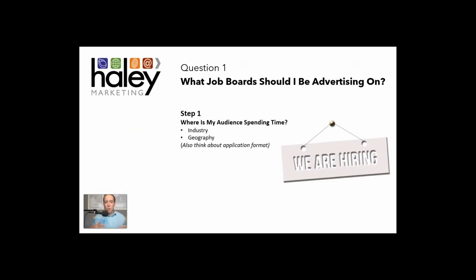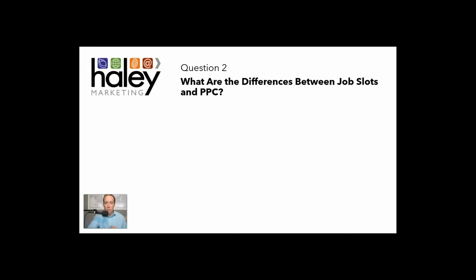The first step, where's your audience spending time, right? Are you recruiting for information technology? Are you recruiting for healthcare, industrial, call center? All that's going to be different. Take into account your geography. Will that come into play if you're advertising in Seattle versus Miami or Boston or Phoenix? Then think about the application format as well. The second step, the cost metrics, we'll dig into those a little bit later in this webinar.